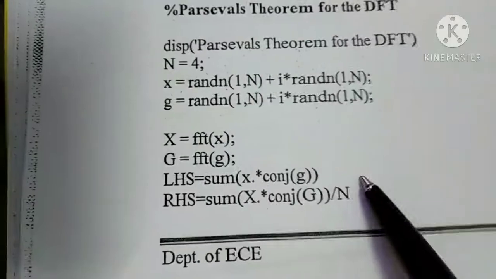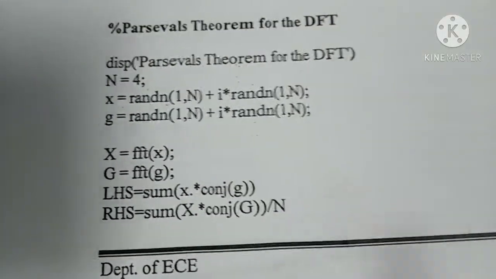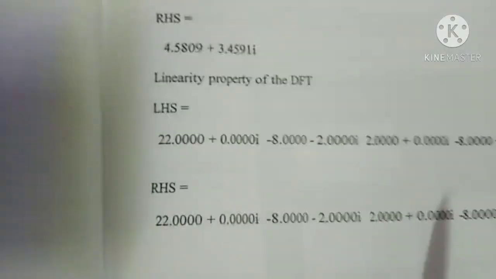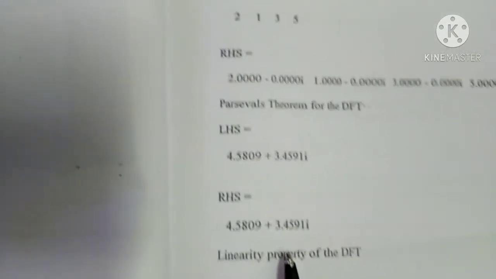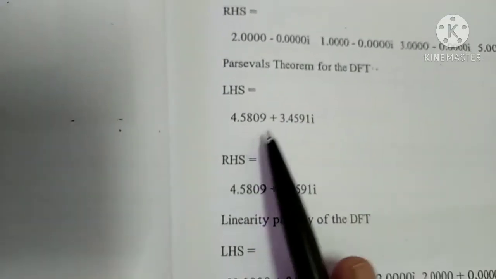Divided by n, because here we have 1 by n, so we are dividing by n. And see, though both don't have the semicolon. After executing, we may see that in our Parseval's theorem property, we got the same answer. Okay.